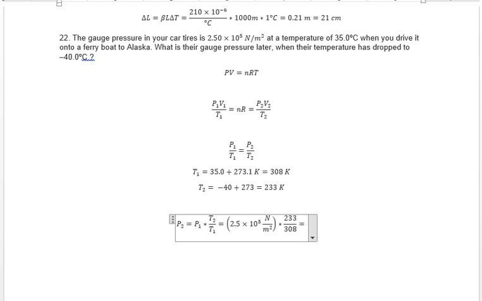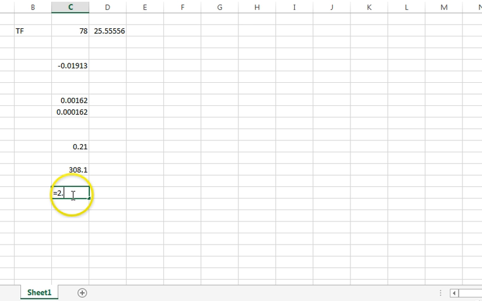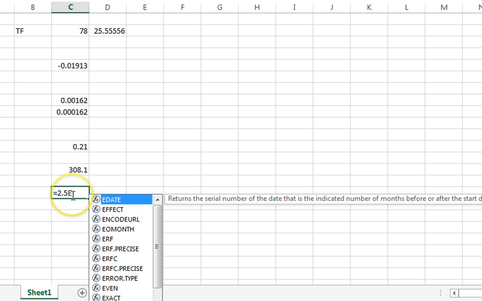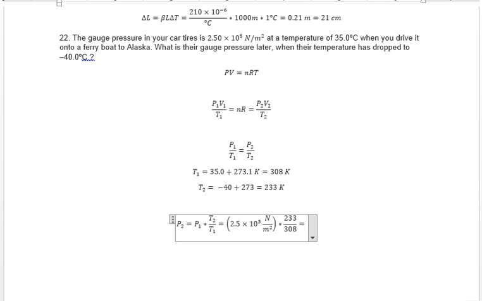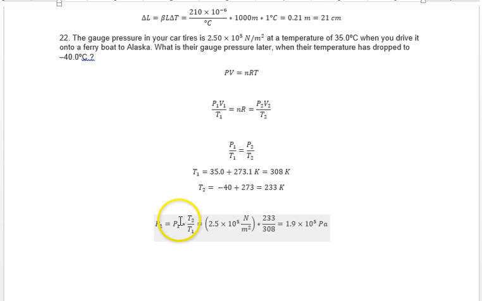Okay, let's go calculate. 2.5 times 10 to the 5th times 233 divided by 308 is 1.9 times 10 to the 5th newtons per square meter, which is just a Pascal, right? All right, that's what we would get when we dropped to minus 40 degrees: 1.9 times 10 to the 5th pascals. That's it for problem 22.